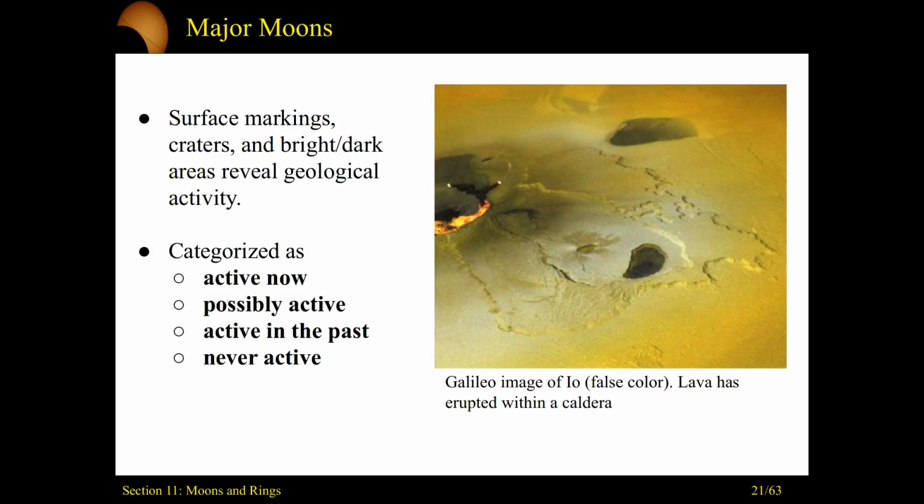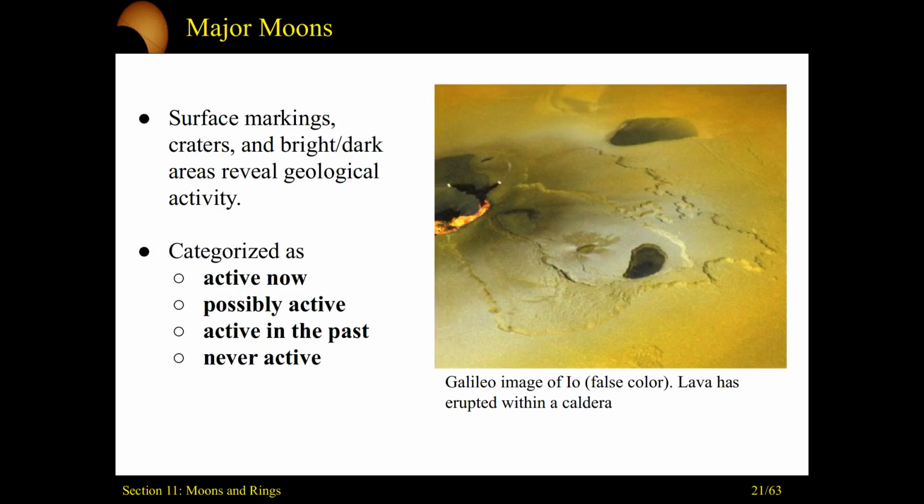So, switching back to the geological activity, we're going to categorize our moons with these labels here. The ones that are geologically active now, like you see in Io here, where there's literally magma flowing on the surface. Or these dark spots is potentially sulfur snow.